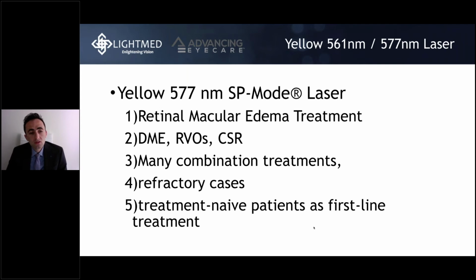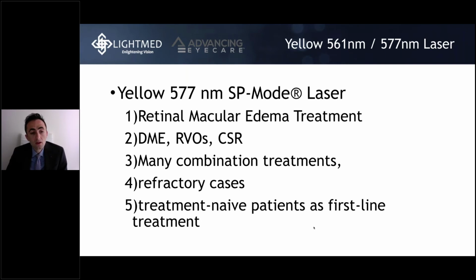So the clinical applications for the yellow 577 nanometer SP-Mode laser are retinal macular edema treatment, diabetic macular edema, retinal vein occlusion. I've also used it in some patients with central serous chorioretinopathy who are refractive to eplerenone pills or other treatment modalities. And it can be used in many combination treatments. You can repeat the treatment session of the 577 or the 561 or both. And you can couple it with the anti-VEGF intravitreal injections.